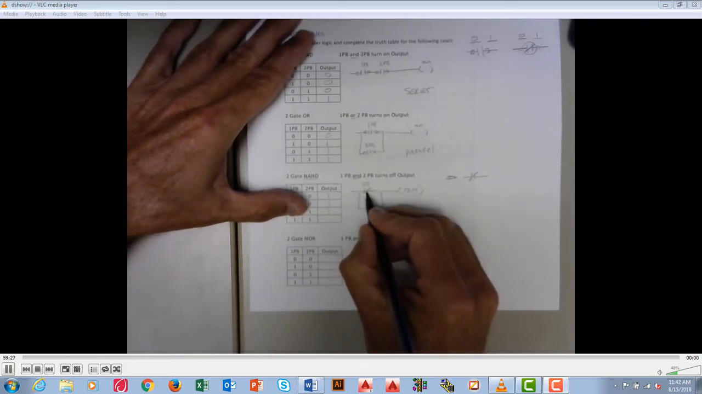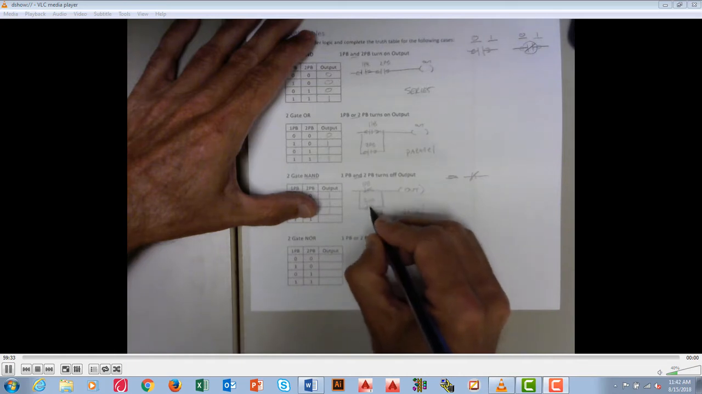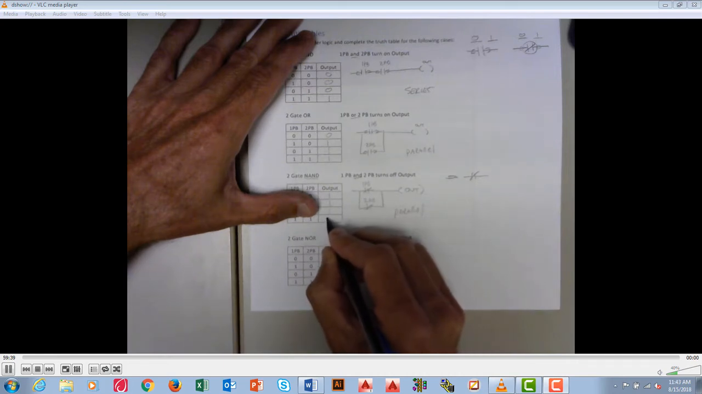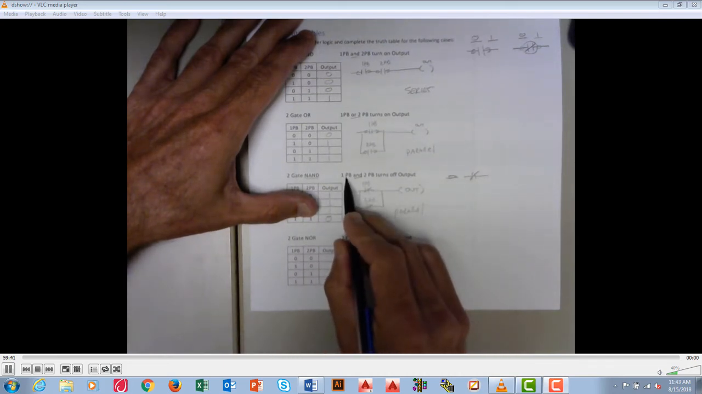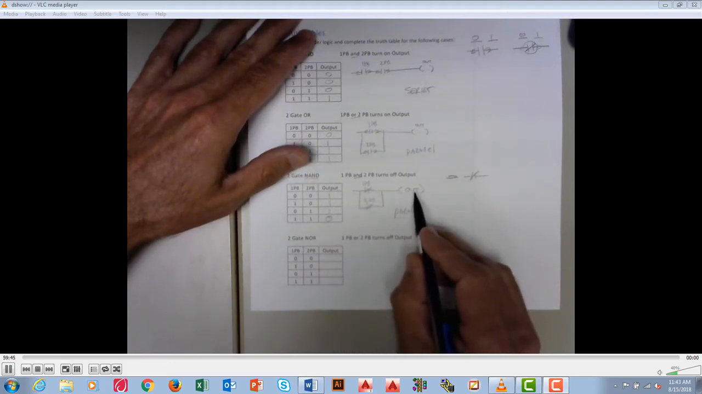But now if we put a 1 in here, this opens. If I put a 1 in here, this changes states and it opens. So both of these have to be activated. A 1 and a 1 means that's activated and that's activated, and it would turn it off. So 1 PB and 2 PB, both at the same time, will turn that off. That is a NAND.